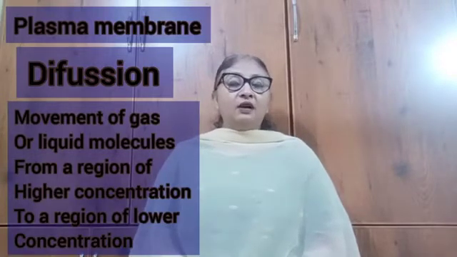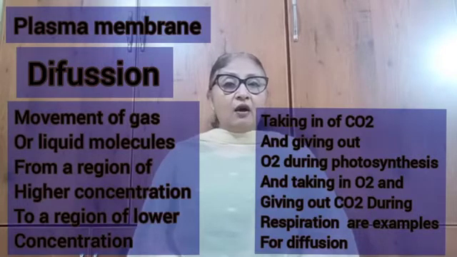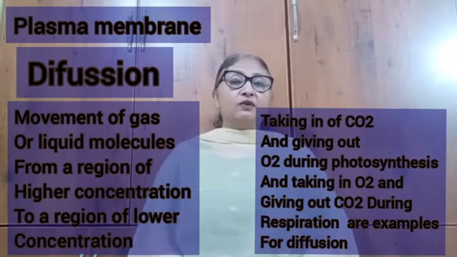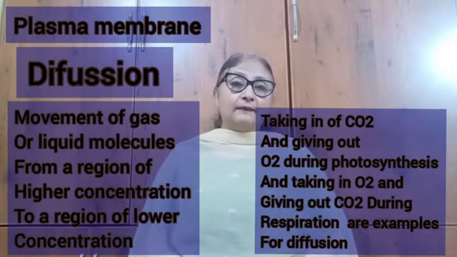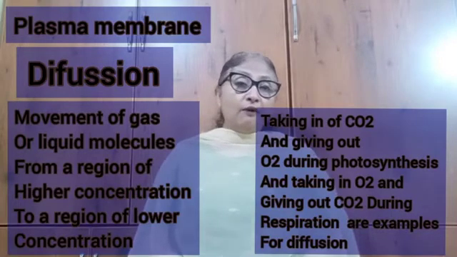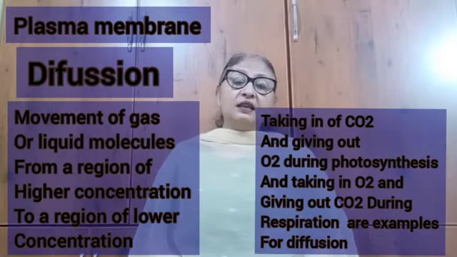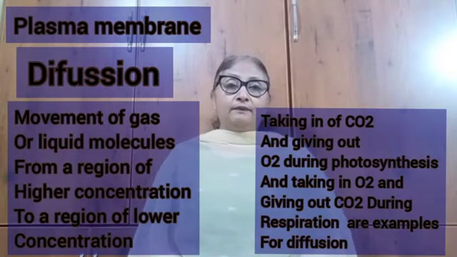The movement of carbon dioxide and taking in of oxygen during respiration is an example of diffusion. That means carbon dioxide is given out and oxygen is taken in. During photosynthesis, carbon dioxide is taken in and oxygen is given out. Both these examples are examples of diffusion. Then what is osmosis?